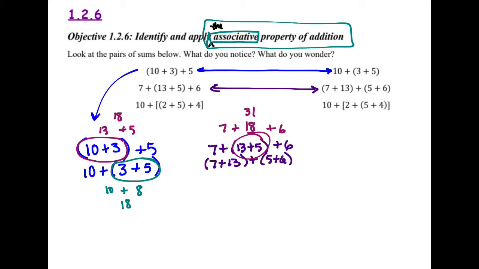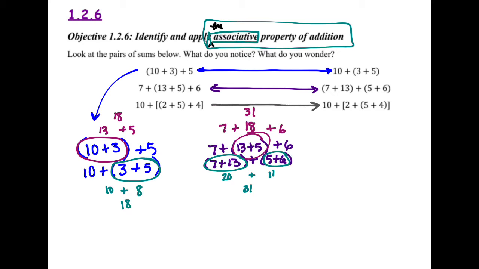Now if we go on the bottom, parentheses first, this one is 20, and this one is 11. 20 plus 11, much easier, isn't it? 31. So they regrouped it in order to put the 7 and the 13 together because that was easy to add to get 20.